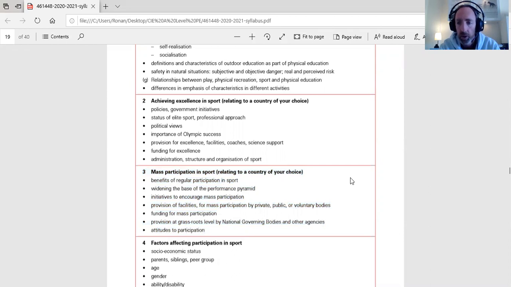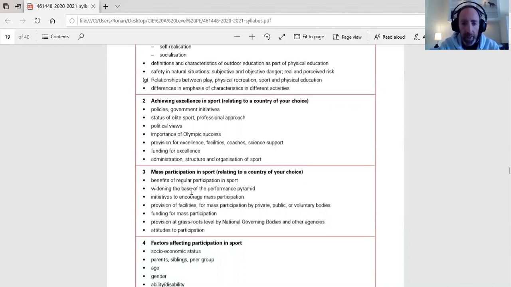In a second, I'm going to switch to the PowerPoint and give you an overview and discuss each point there so you can continue working on that, expanding your notes, practicing past paper questions, etc. So what we're looking at here is the benefits of regular participation in sport. We're talking about the benefits to an individual, and the benefits to society as a whole.